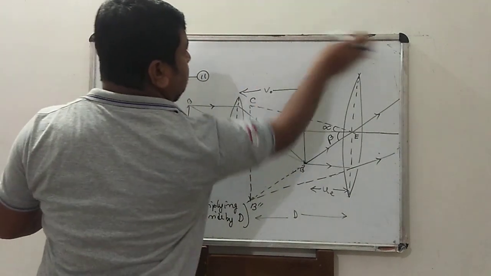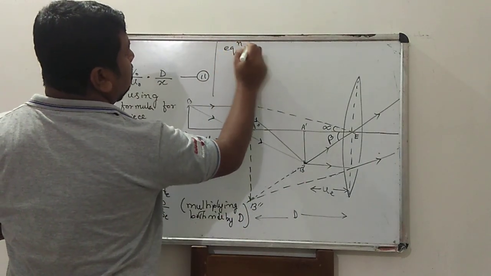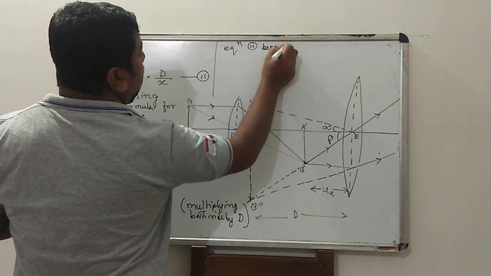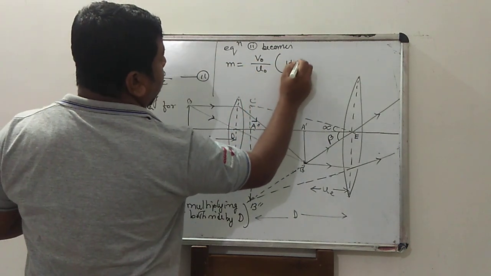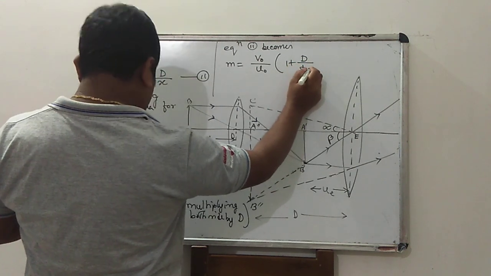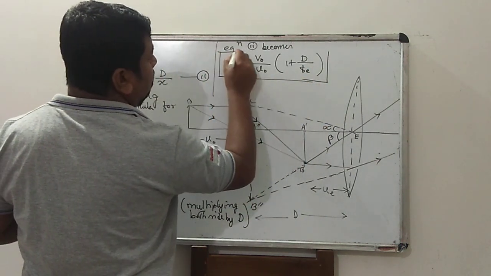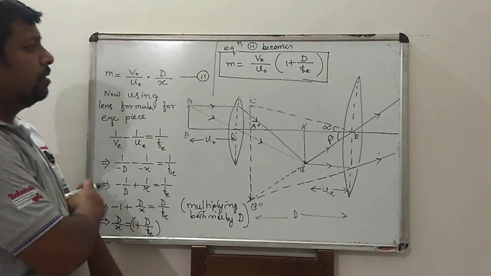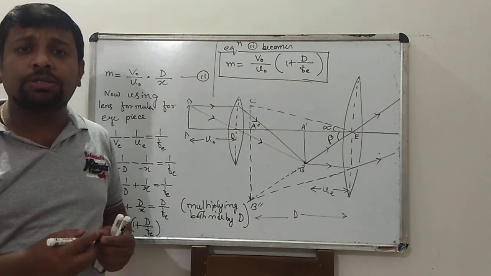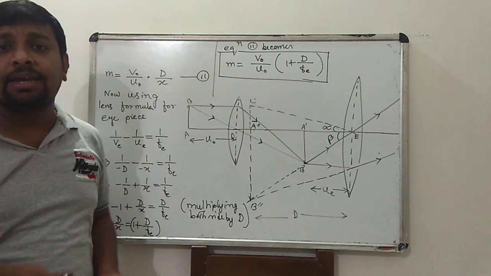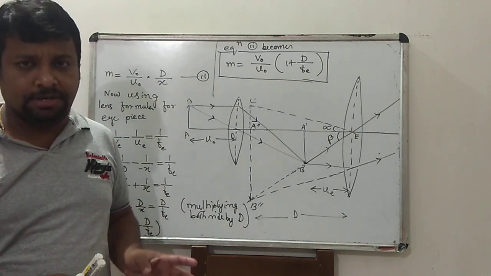Substitute the value of D by X in equation number 2. Equation 2 becomes M equal to V naught by U naught into 1 plus D by F E. Okay? So this is the magnifying power of compound microscope for least distance of distinct vision, when the image is virtual and inverted. This final image, A double dash B double dash, is virtual and inverted.